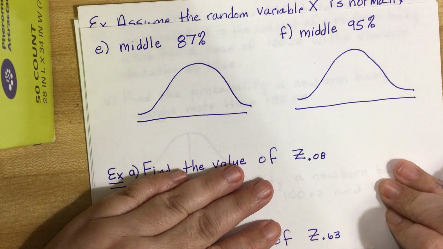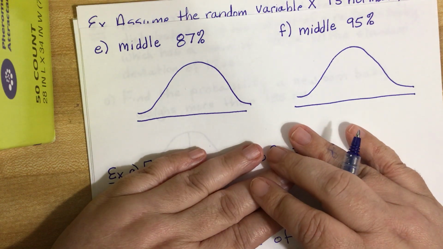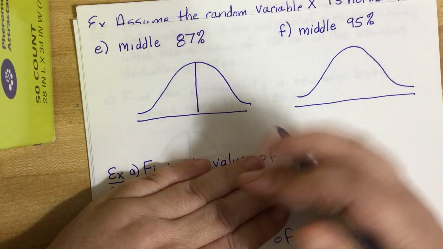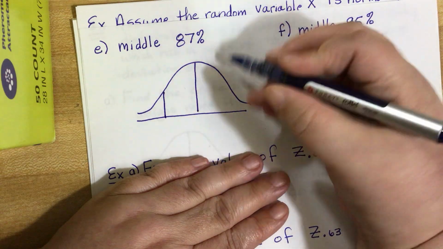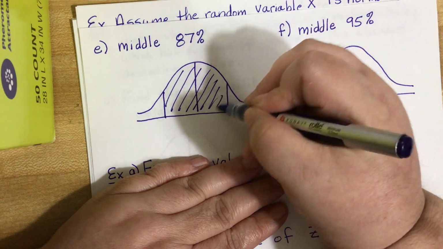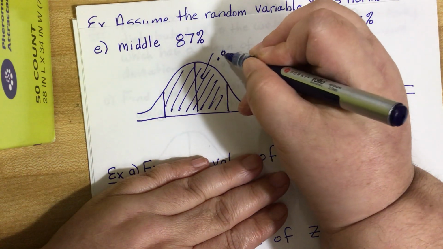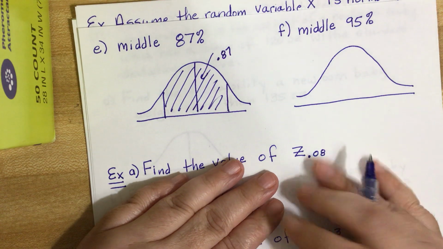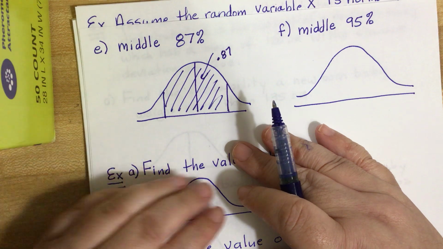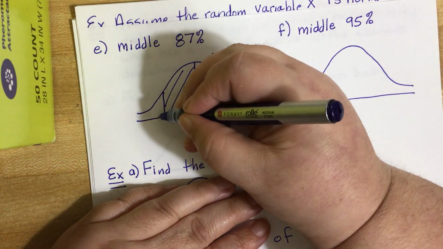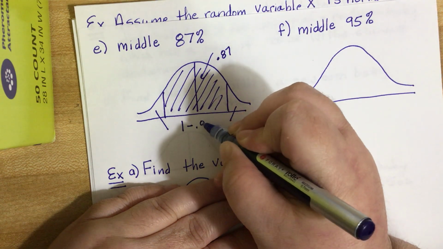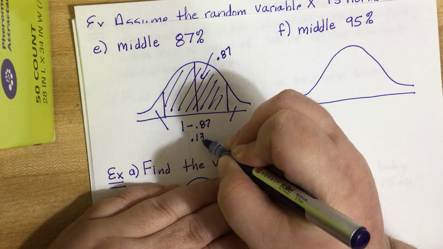It says that the middle 87%. Now, what does that mean? That means in the middle, we want 87% of the stuff. So that is telling me that the middle is 0.87. Okay, now that leaves some area. I can't subtract it from 1 because if I subtract it from 1, it is going to give me these two areas together. So 1 minus 0.87 is 0.13.